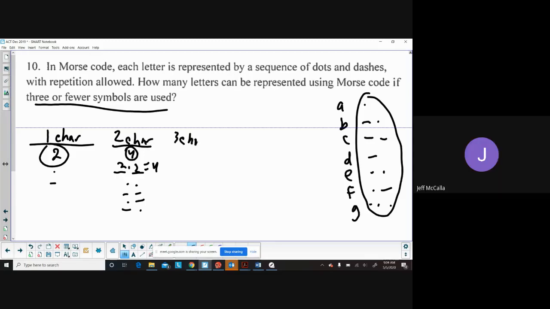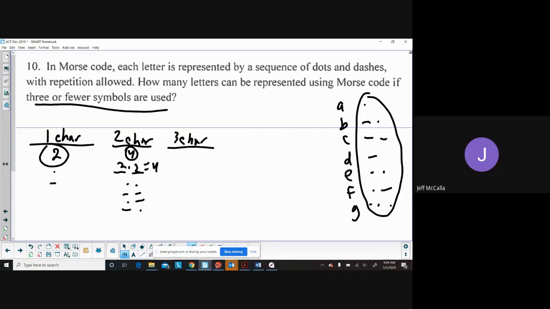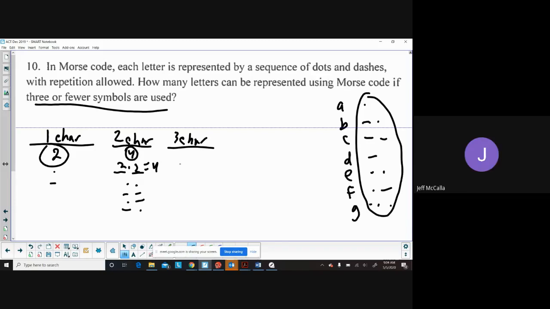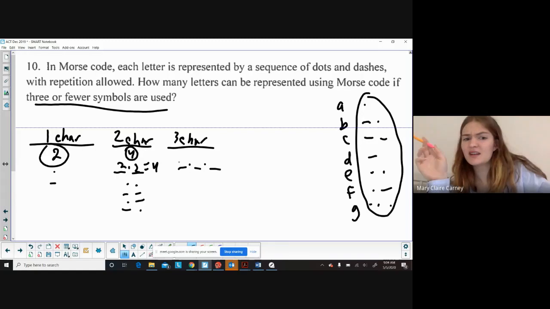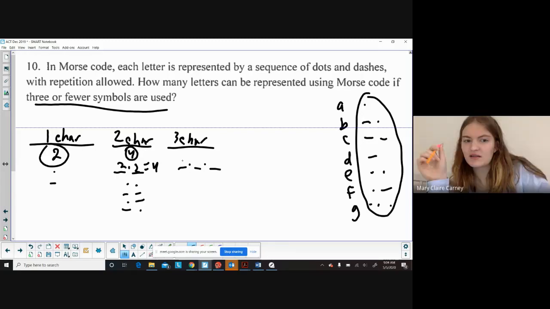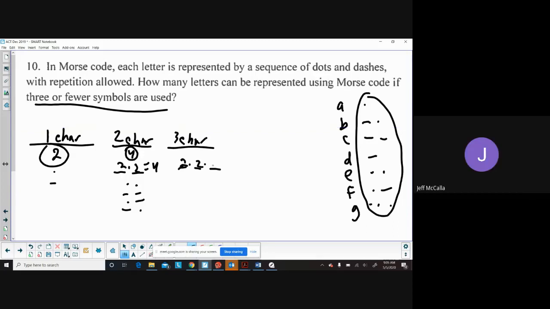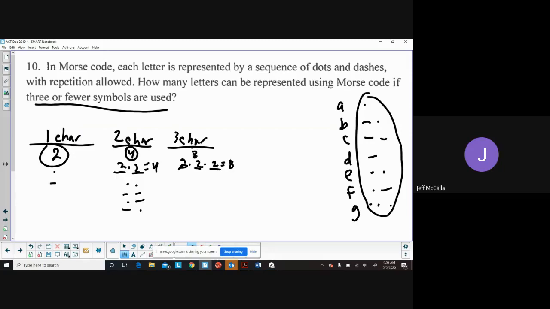Okay, how many 3 character letters? 9? I don't agree. Do the slot method if you're having trouble. How many options for each letter? It's still 2. 2 times 2 times 2 is 8. So 8 3 character letters.